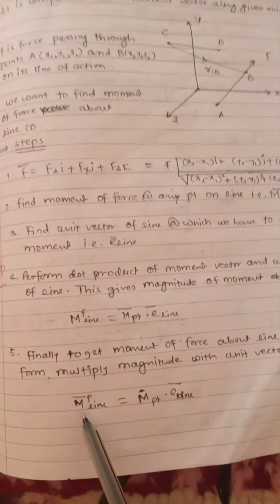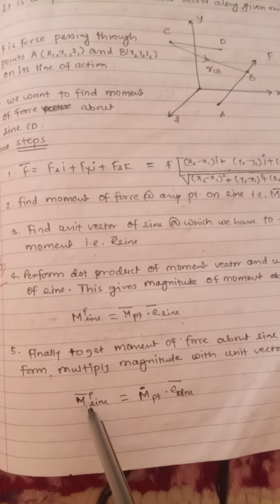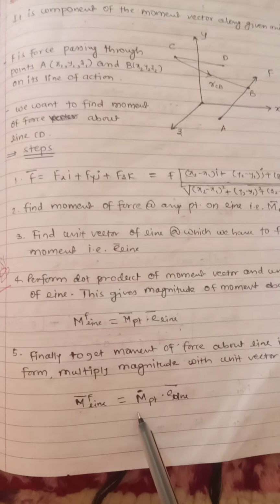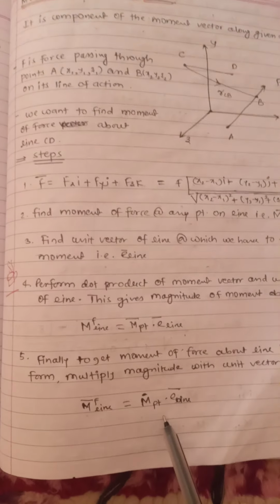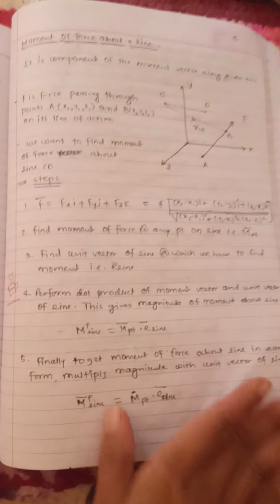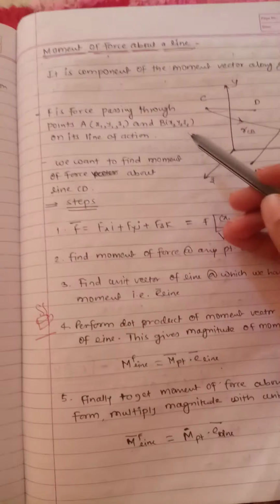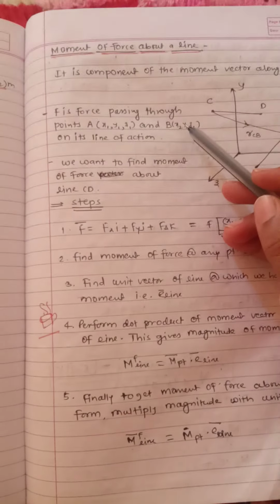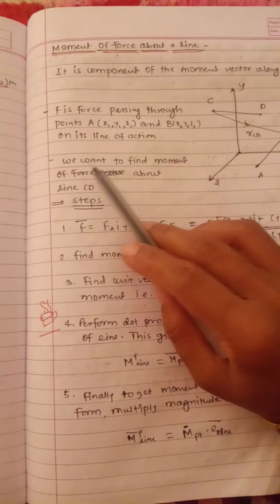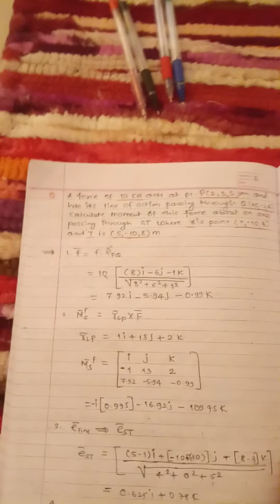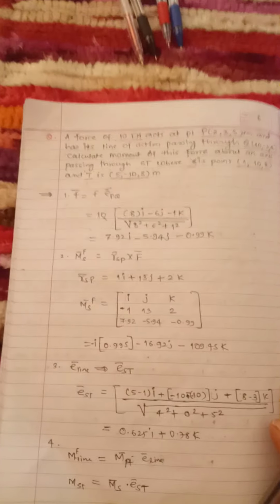So the moment of a force about the line is equal to the moment about that point dotted with the unit vector of the line. We will solve one problem, then it will be quite easier for you to understand. Then I'll tell you one more thing: the force is passing through point A to B on its line of action. We want to find the moment of the force about line CD. Then one problem is given to you to understand the concept.